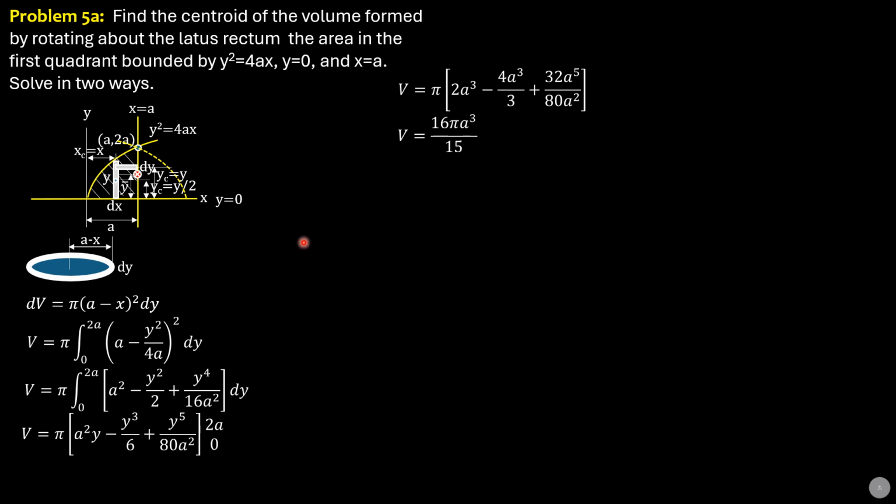Then by first moment of a mass principle or the Varignon's theorem, we only need barred y here because by symmetry barred x is a. Barred y is to be determined and barred z is also 0. So 16 pi a cube over 15 barred y equals integral of y sub c.